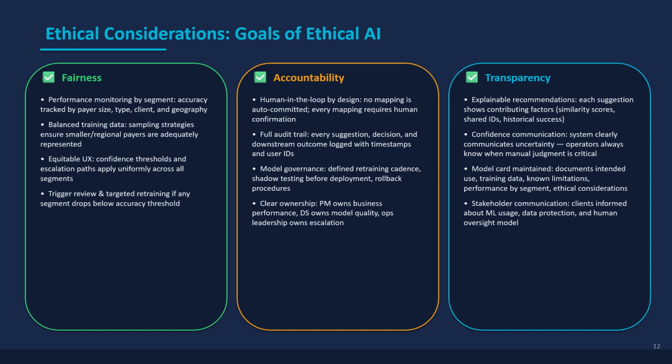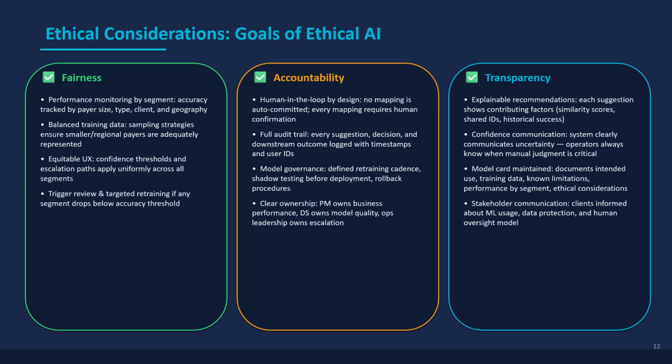For fairness: sampling strategies to adequately represent various payers and health system types and sizes. Uniform confidence thresholds and escalation pathways in the user experience design. Reviews when accuracies for any of these segments drop below the set threshold. For accountability: human in the loop, with every mapping requiring human oversight and confirmation. Full audit trail. Model governance for retraining, testing, and rolling back the model if needed. Ownerships are established for operations, data science, and product management for clear accountability.